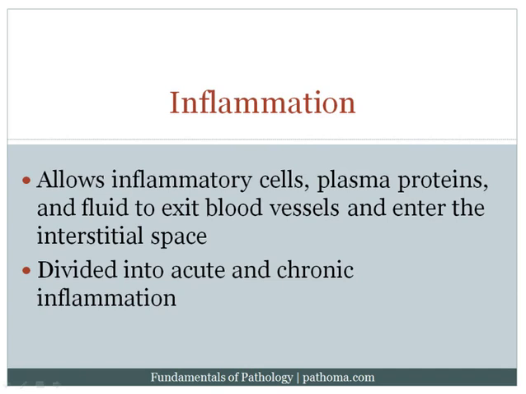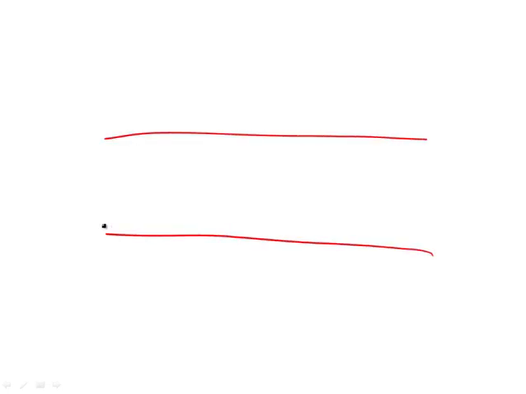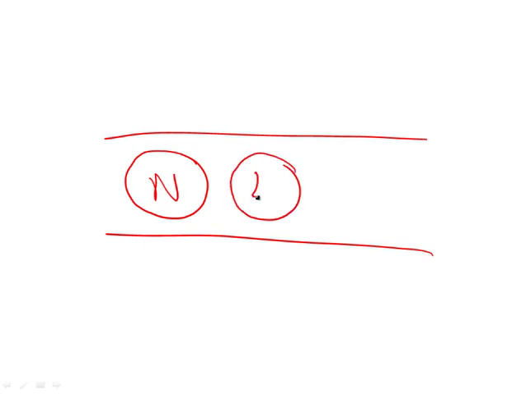And maybe the easiest way to do this would be to make a simple diagram. So I'm going to create a little space here for that. Imagine that this is a blood vessel, and we're well aware of the fact that within blood vessels are flowing inflammatory cells, for example, neutrophils. Also present within blood vessels are lymphocytes. And within blood vessels is fluid and other important proteins.